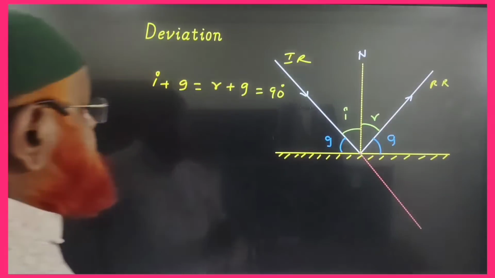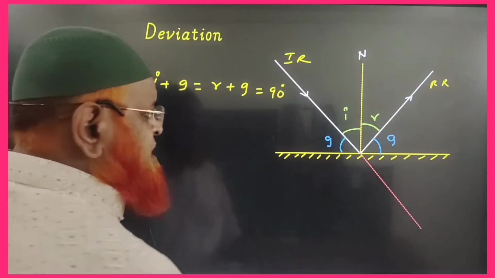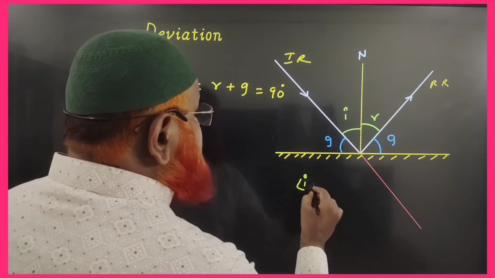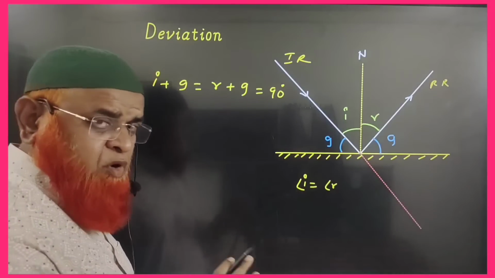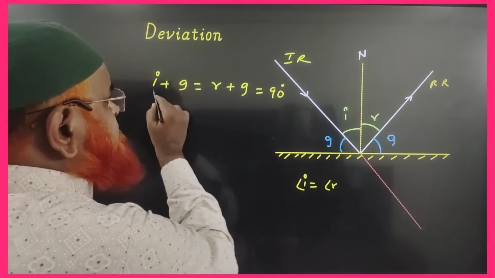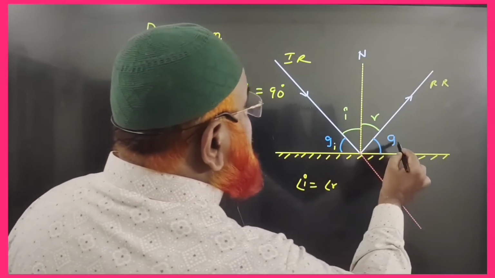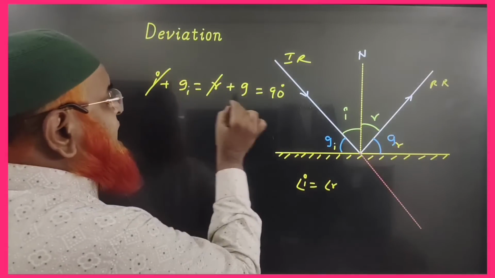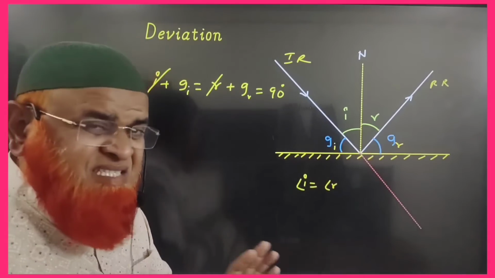Now, what are the properties of reflection? First thing is, the angle of incidence and angle of reflection are always the same. That means if both are the same, then the incident glancing angle and reflected glancing angle are also going to be the same.